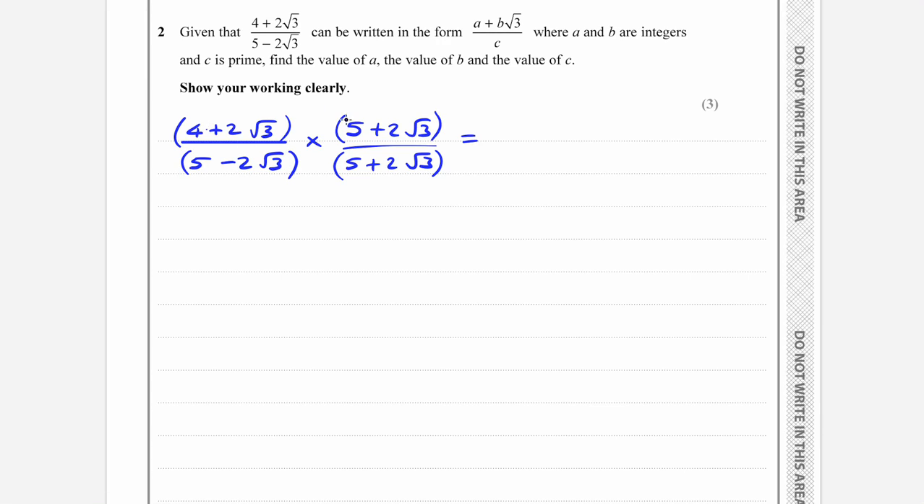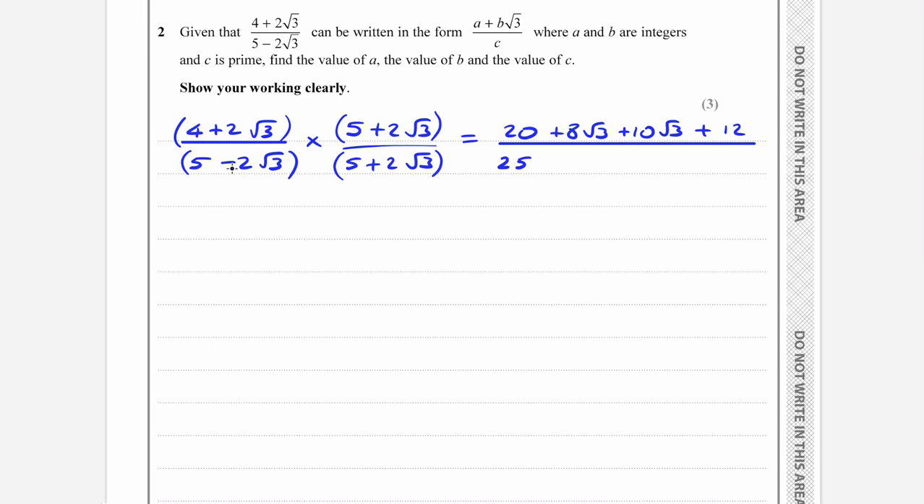Okay, 4 times 5 is 20. 4 times 2 root 3 is 8 root 3. 2 root 3 times 5 is 10 root 3. And then 2 root 3 times 2 root 3, guys, you can use your calculator if you need to, but that's actually going to be 4 times 3. 2 times 2 is 4. Root 3 times root 3 is 3. 4 times 3 is 12. So that's 12. And then the bottom is going to be 5 times 5 is 25.